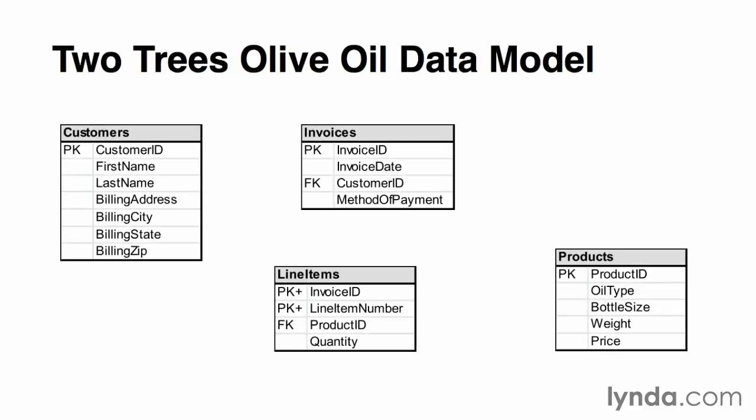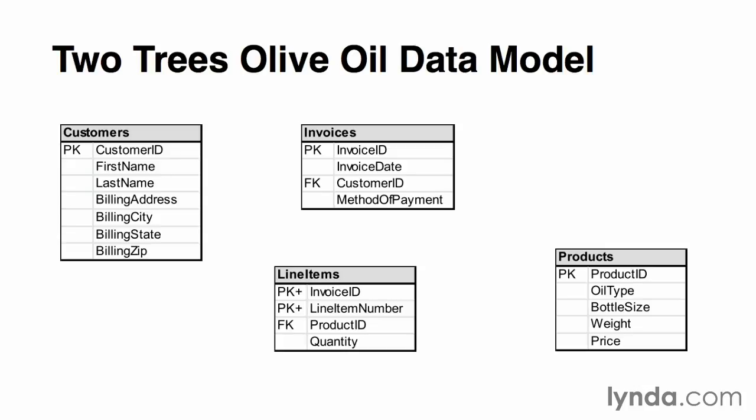Now we're ready to start implementing our database design inside of Microsoft Access. First, let's explore the data model that I've developed for the Two Trees Olive Oil Company. Here are the 4 tables that I've decided we need: the Customers table, the Invoices table, the Line Items table, and the Products table.